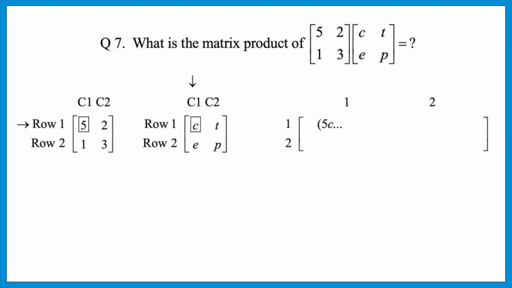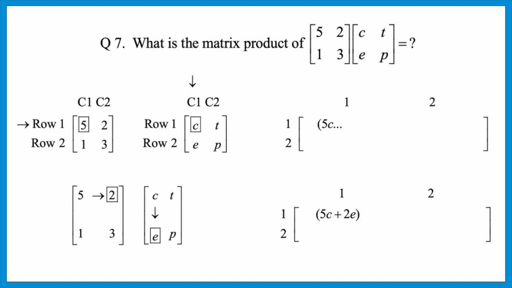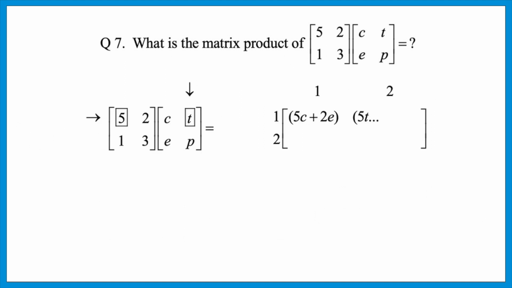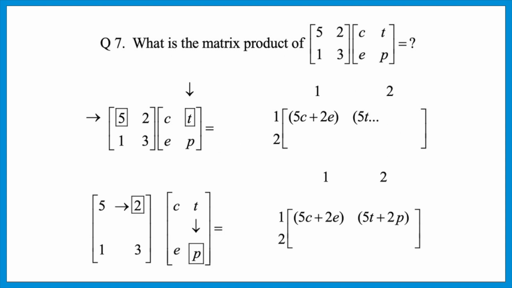So how do we start? We're in that first row and that first column. That means the 5 and the C. And following the arrows, from the 5 across to the 2, and from the C down to the E. So that top left spot would be 5C plus 2E. Same thing for the top right spot. What's going to go there? Now we're in that first row, but now the second column. So that would be 5 and T, and following those arrows, 5 across to the 2, and T down to the P. So the top right would be 5T plus 2P.